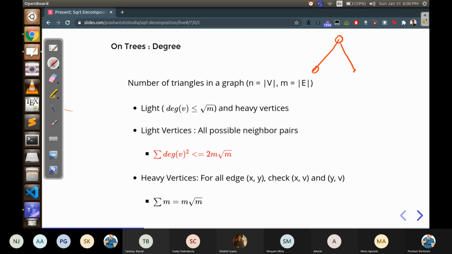We start at a light vertex and check all its neighbors, which number less than or equal to root m, and we check all the pairs. How much time will it take? It will take degree of v, the whole squared. Can anyone directly prove that it's less than or equal to 2m root m?